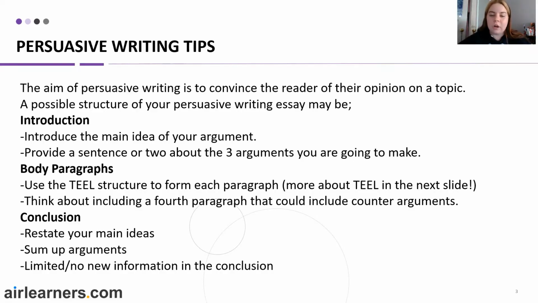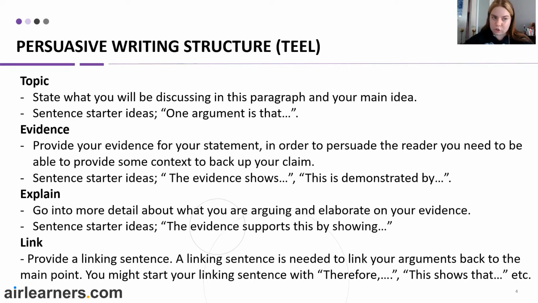Followed by body paragraphs. Generally, you'll have 3, maybe 4 body paragraphs, the fourth being a rebuttal paragraph. You're going to use the TEEL structure to form each paragraph. We'll go through more about TEEL in the next slide. And you'll also think about, as I said, a fourth paragraph that might include counter arguments. Finally, you're going to conclude with a conclusion. Restate your main ideas, sum up the arguments, and limit the amount of new information you include in your conclusion.